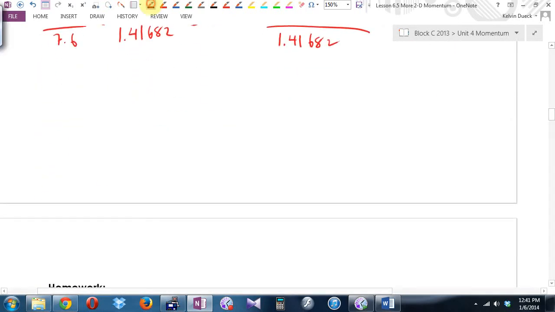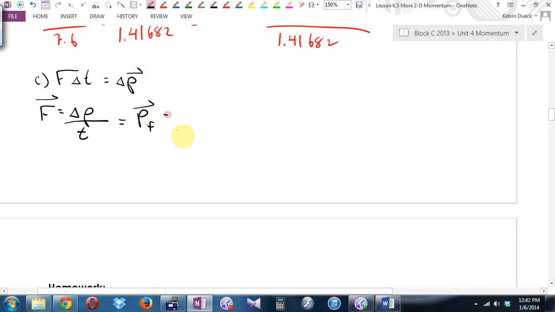I don't think we're going to have quite enough room to finish this, but I'm not going to freak out. Part C. Force times change in time equals change in momentum. I think the force is going to be the change in momentum divided by the time, which is going to be final minus initial. Oh, not changing, Mr. Dueck.